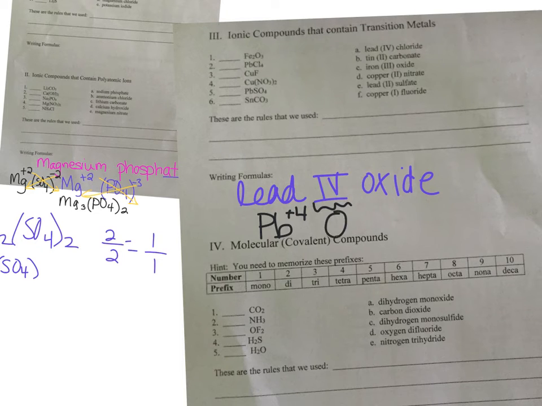Oxygen has a what? -2. So we're going to bring that down, and we're left with Pb2O4. So what are you going to do with that? Simplify it. PbO2.